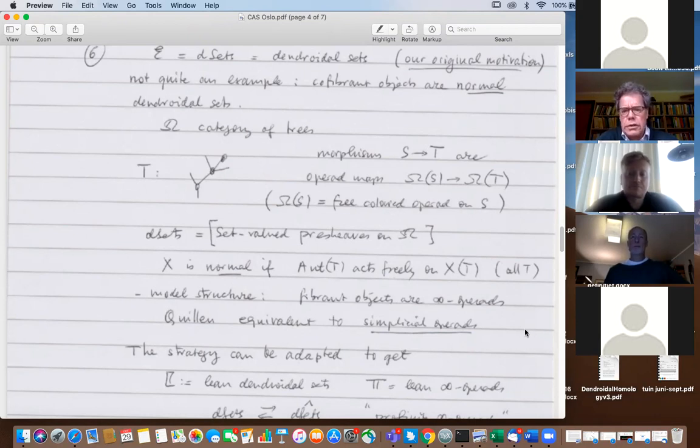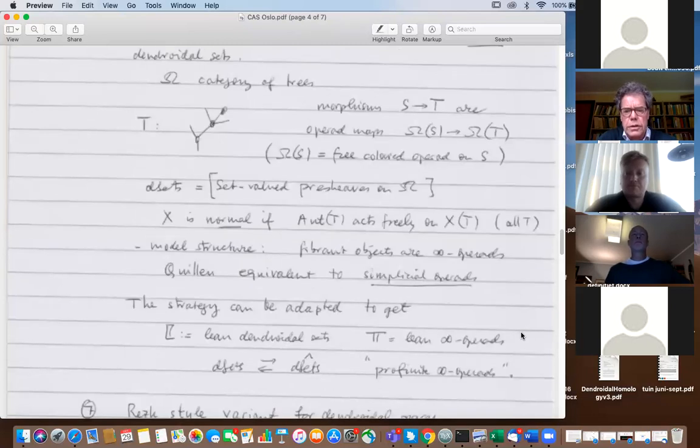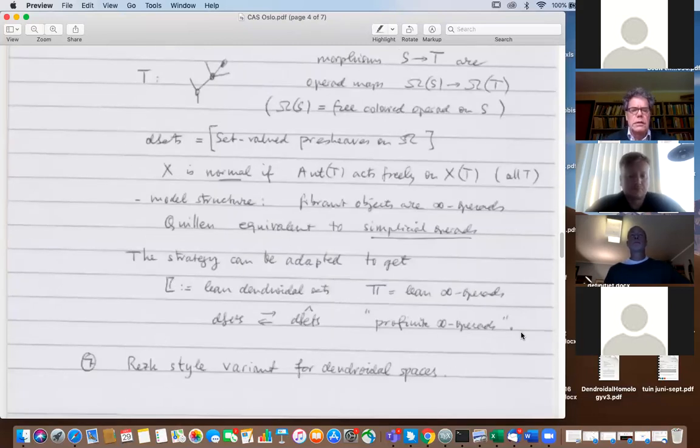So for these dendroidal sets, I worked out a while ago with Szymik that there is also a complete Segal version in the style of Rezk, and this works also in the profinite case. So I didn't spell it out here, but it's really analogous to what I just said about the simplicial case. So let's go back to that for a minute.